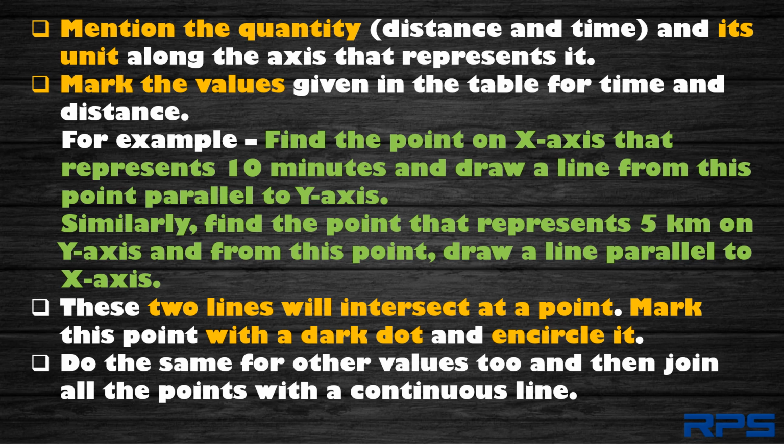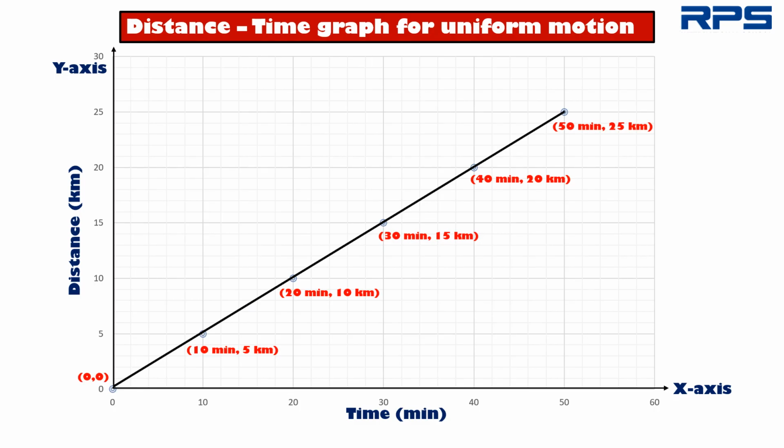Do the same for other values too and then join all the points with a continuous line. After following all these steps, you will be able to draw a distance-time graph for an object having uniform motion. On observing carefully, you will come to know that the distance-time graph for a body with uniform motion is a sloping straight line.